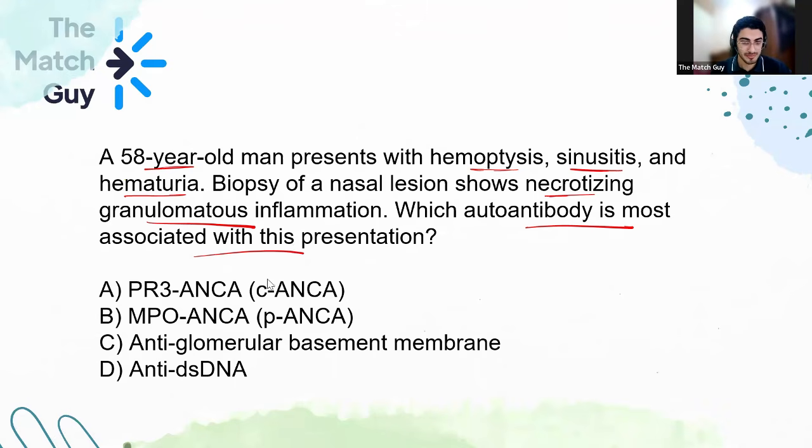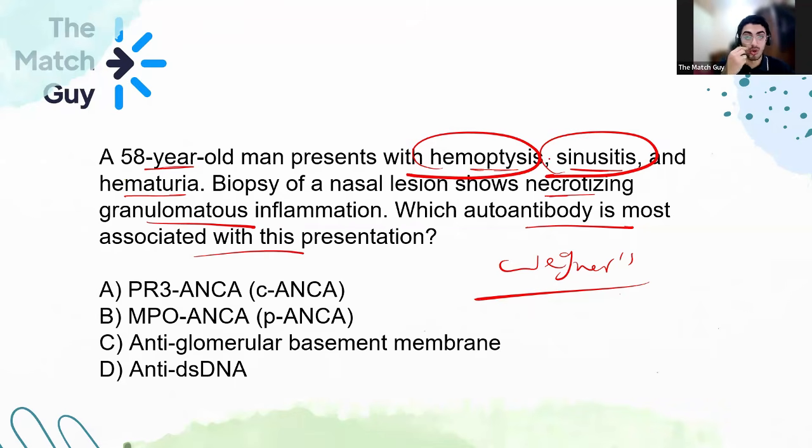Amazing, everyone. Excellent. So here we are talking about the Wegener's vasculitis, which is a small vessel vasculitis affecting the lung, causing hemoptysis, affecting the upper airways, causing the sinusitis or nasal ulceration, or even otitis media, and affecting the kidney, causing the hematuria. So what is the autoantibody associated with it? C-ANCA. Okay, this is the only condition that is associated with C-ANCA in the USMLE.